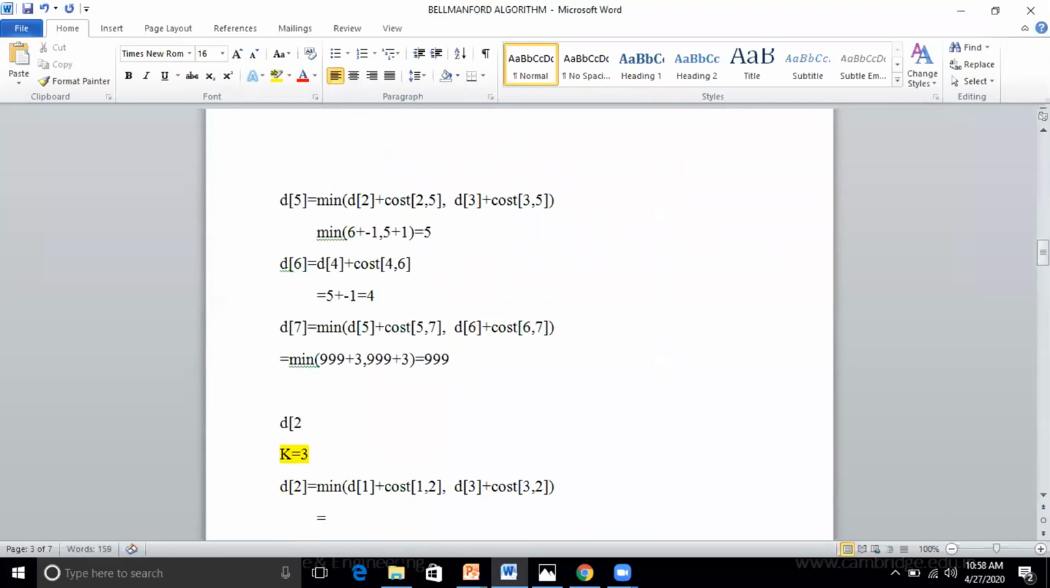D of 2 is equal to 3, comma, D of 3 is equal to 3, comma, d of 4 equal to 5, comma, d of 5 equal to 5, comma, then d of 6 equal to 4. Then d of 7 is equal to 999. So instead of scrolling up, I'm just writing the values here. The same.